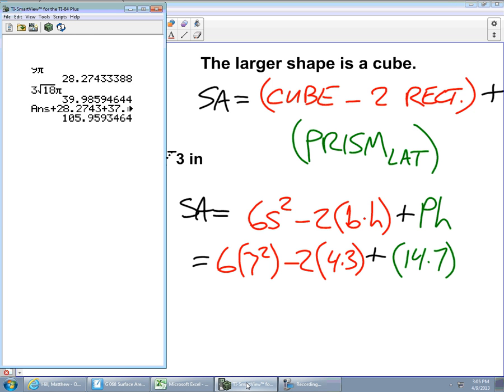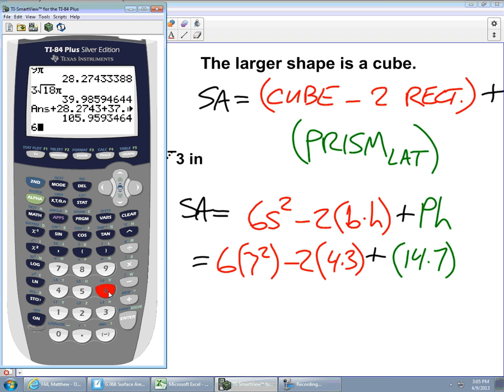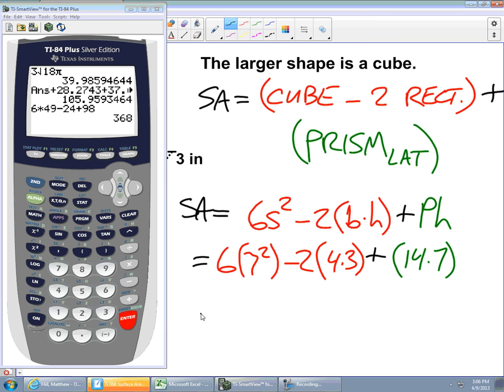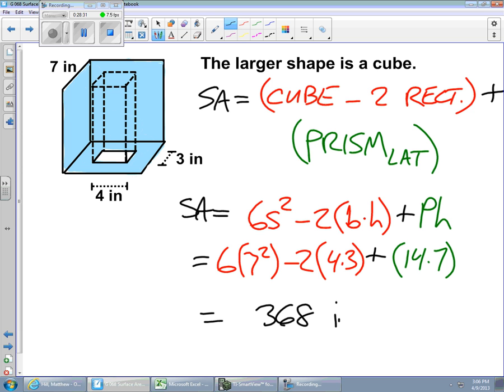Okay, so let's get our calculator and see what we've got here. I bet we can get this all in one equation. 6 times 7 squared, that's 49 times 6. From that, we're going to subtract 4 by 3 is 12, and 2 of them would be 24. Plus 14 times 7 is 98. Okay, and assuming I haven't typoed anything, this should be our surface area. 368. Yeah, what was it? Square inches. And there is your surface area.